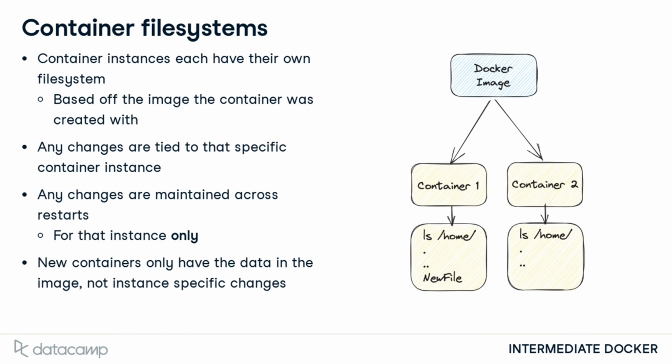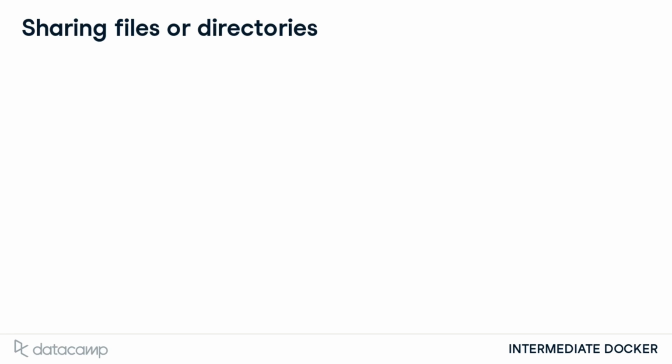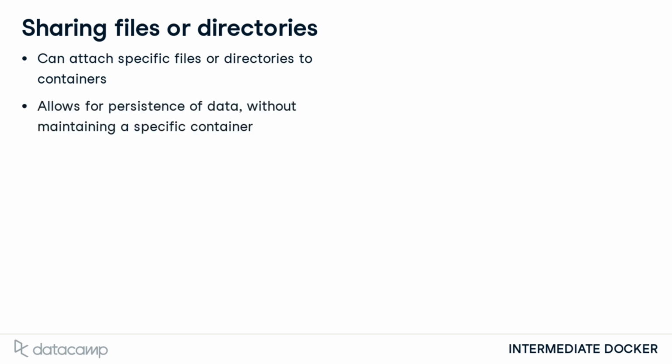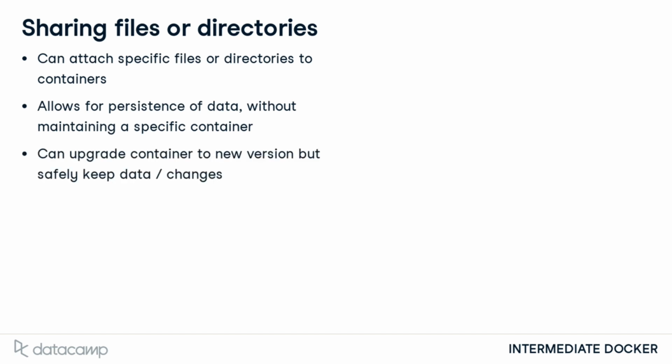We have our original Docker image and create container 1 and container 2. Container 1 has a file in /home called new file. As this file was not created on container 2, it is not present there. Rather than modifying the contents of our running containers or always creating new Docker images, we can attach files or directories from the host system to a container. This allows for the persistence of data, whether log files, database files, configuration files, and so on, without the requirement of maintaining a specific container. We can use Docker to upgrade the container to a newer version, but safely keep all of our data separate.